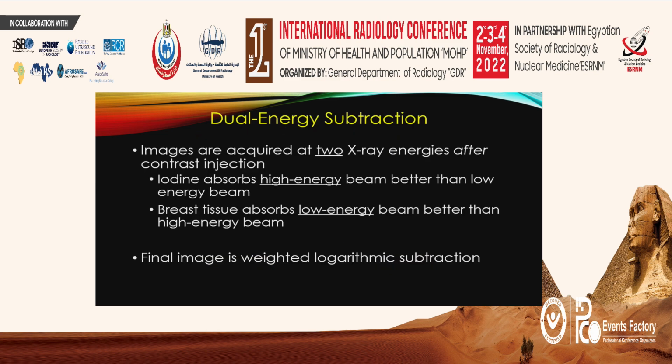So to do this, we use the technique of dual energy subtraction. And in this, both images are acquired after contrast injection. And one of the images has a higher X-ray energy than the other. Iodine absorbs the high energy beam better than does breast tissue, and breast tissue absorbs the low energy beam better than iodine. And what happens when you subtract them is that the breast tissue subtracts out and the iodine is left on the image. It may be a little confusing if you're not familiar with it, but I will show you some examples.